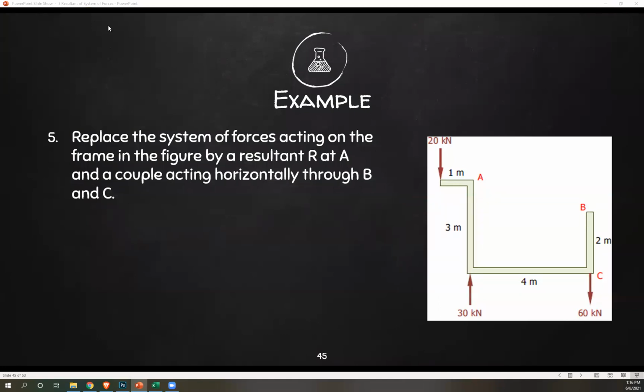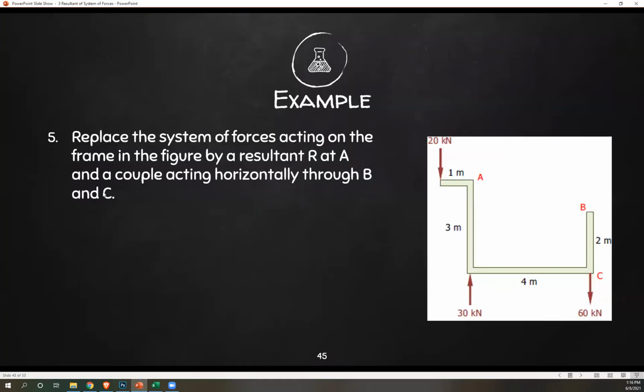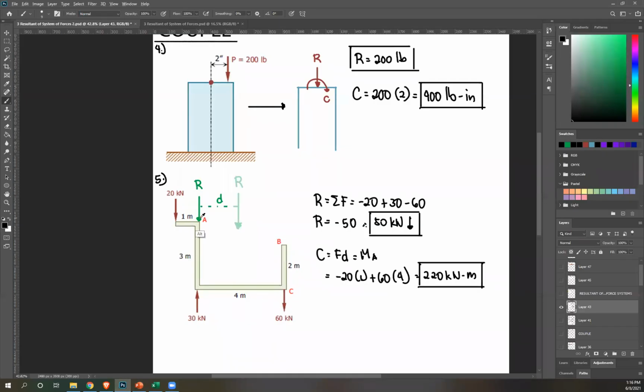Couple acting horizontally through B and C. So this is the couple acting horizontally through B and C. Now, another way to know exactly the forces that we need, remember, it's acting through B and C. So this is where your forces will act to create your couple. So it's clockwise, therefore our direction should copy that. Let's say it's like this. Okay? And this is clockwise, right?